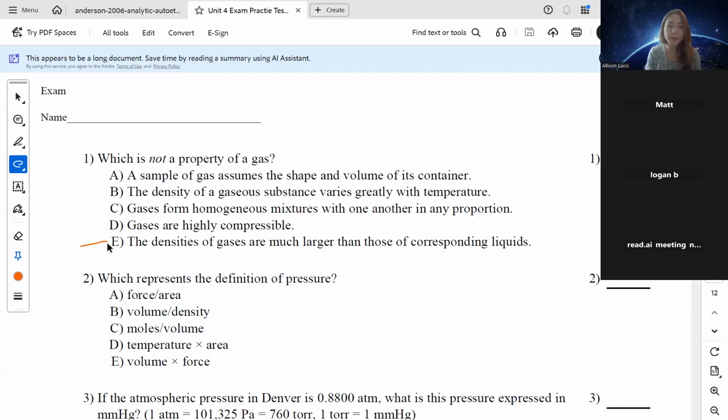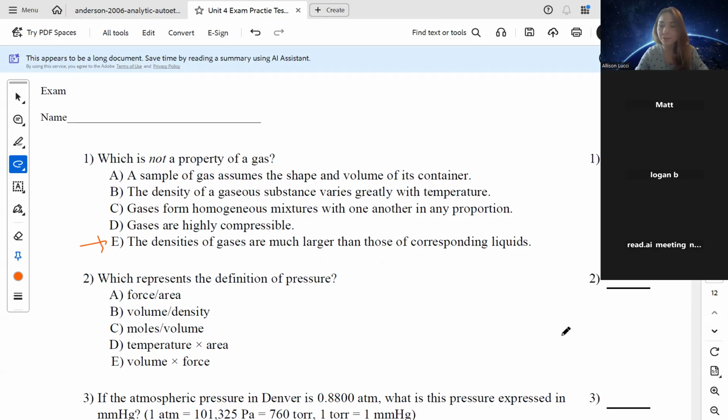The only one that is not a property would be E here, which lists the density as being much larger than that of a corresponding liquid. If a gas condensed into a liquid, its density would be much higher than in its gaseous state. So we'll go with E for number one.